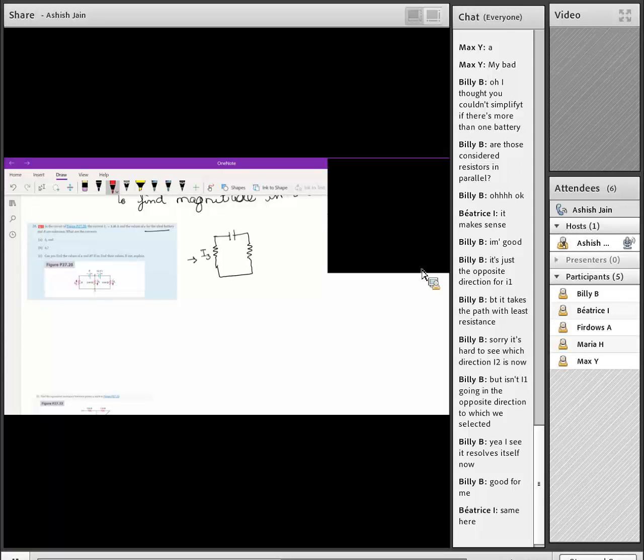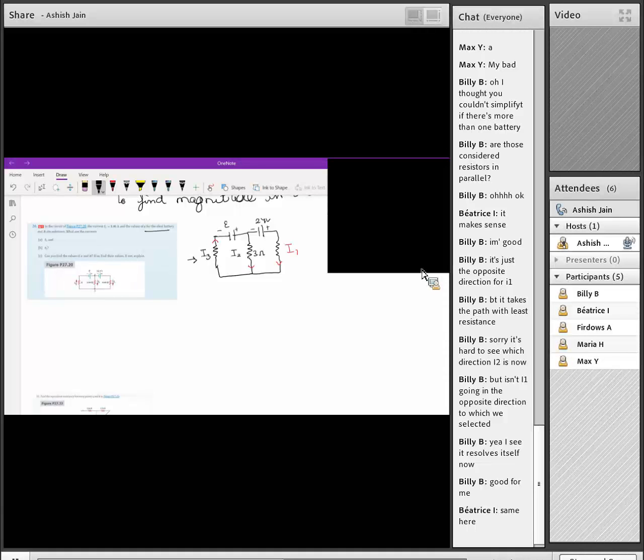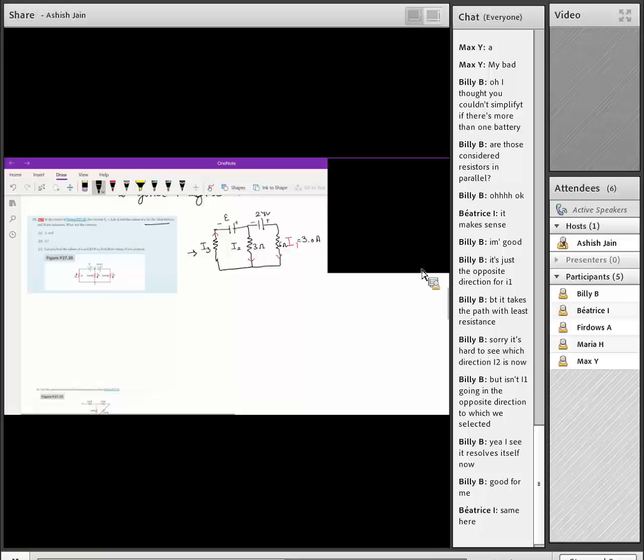Let me draw the correction in red color. The directions have been given to us in the question itself. What is the current I2? We have to find the magnitude of I2, and I1 is given as 3 amperes. This is 6 ohms. So let me call these points A, B, C, D.